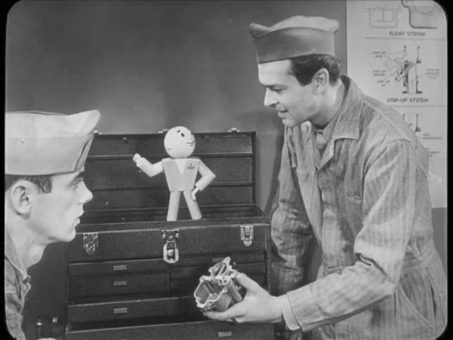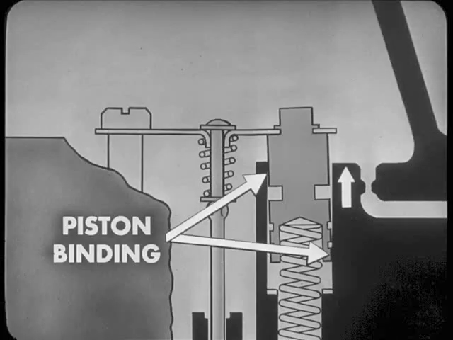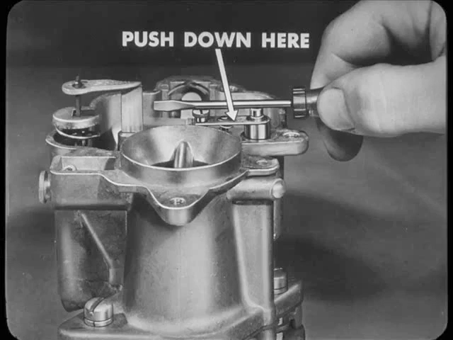Say, why not tell Duke about when the step-up piston seems to stick, but is really all right? Good idea, Tech. On the ball and ball carburetor, Duke, the bowl cover holds the piston down a little bit. When you take the cover off, the piston and plate move up and can bind. When you test the piston to see if it's free, be sure you hold it down a little. Then you can see if the piston travels up and down without binding.